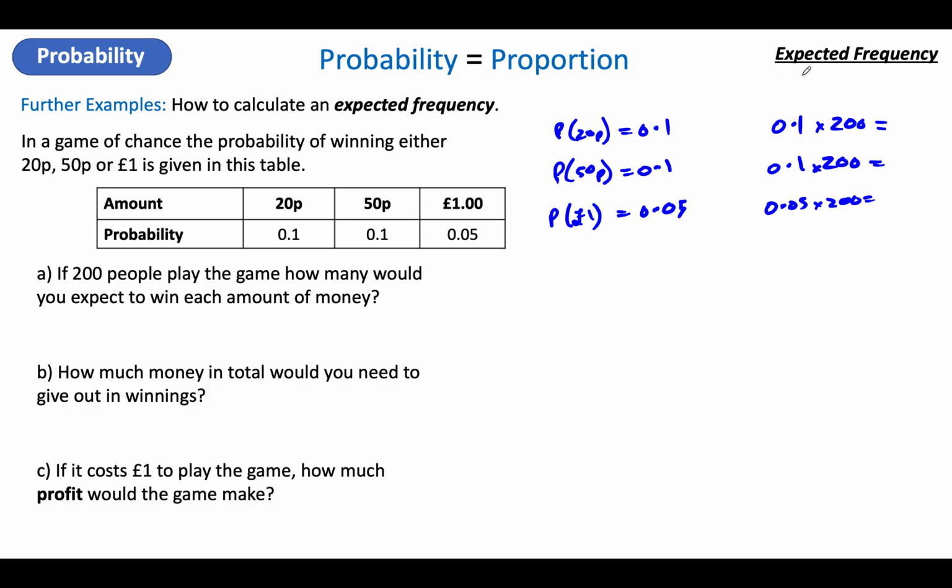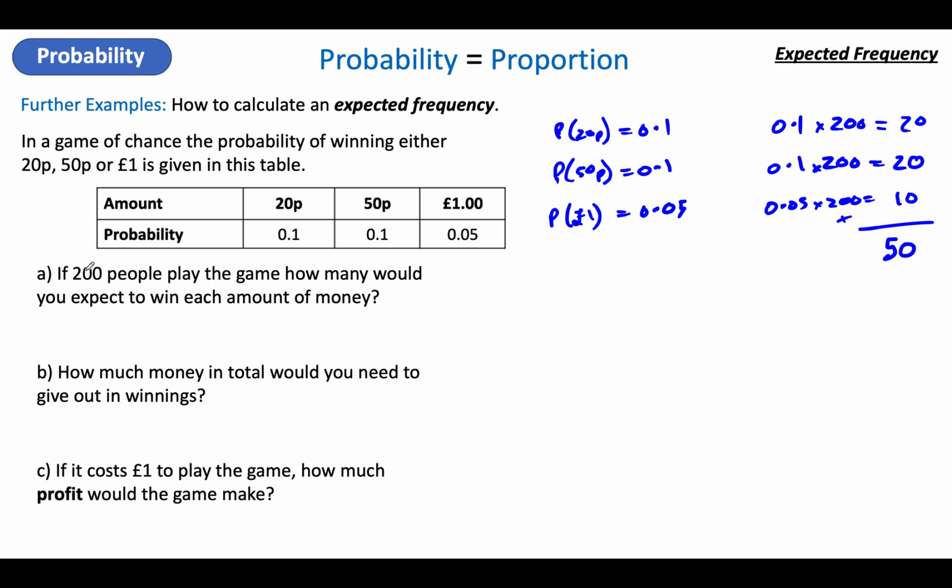Now, I'd expect 0.1 times 200 is 20 people for the 20p, same for the 50p, but 0.05 times 200 is 10 for the pound. I'd only expect 10 people to win the pound. And just out of interest, if we add those up, that's 50 people that are going to win in total.